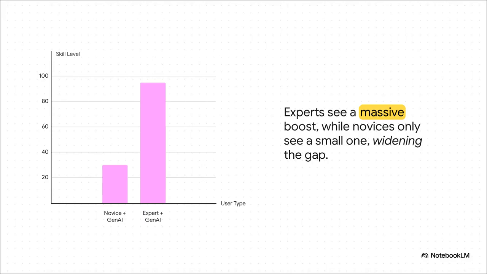So check this out. This chart lays it all out, and it's pretty surprising. You take a novice and you give them generative AI. Okay, they get better. You see a nice little bump in their performance. But now, look at the expert. You give them the exact same tool and their performance goes through the roof. It is a massive jump. So the end result? Instead of closing the gap, generative AI is actually making it wider.